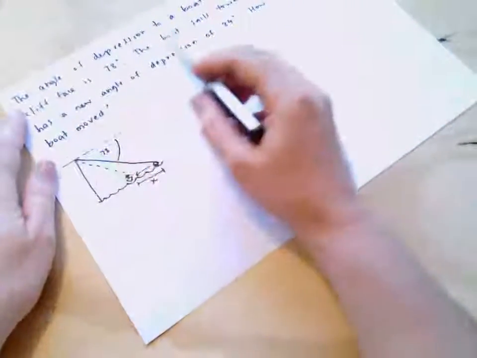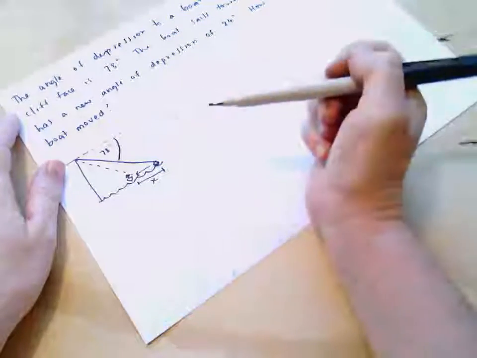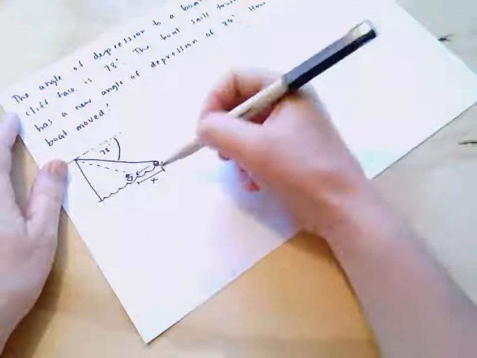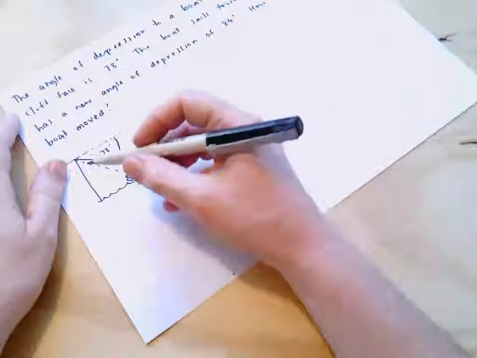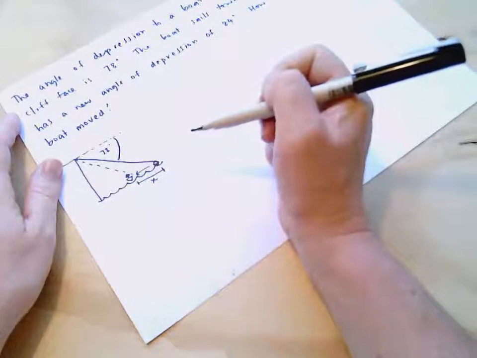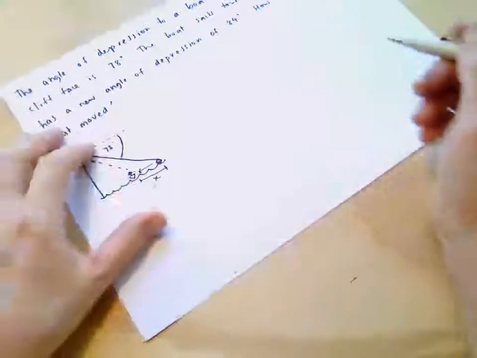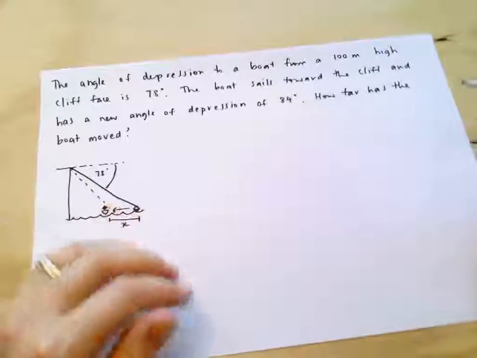It says the angle of depression to a boat from a 100-metre high cliff is 78 degrees. So you can see they've drawn it there. The boat sails toward the cliff and has a new angle of depression of 84 degrees. So that hasn't been marked, it doesn't look like. And it says how far has the boat moved.